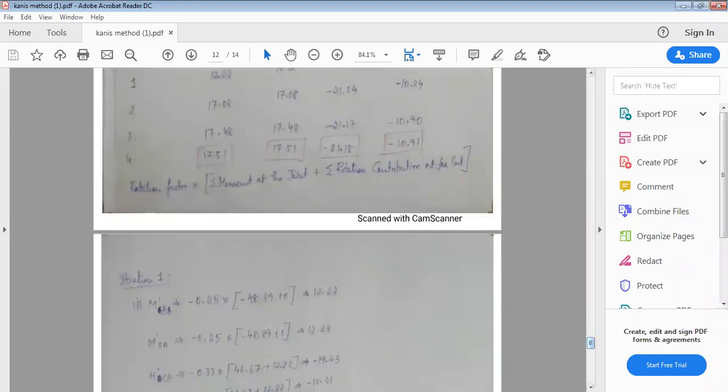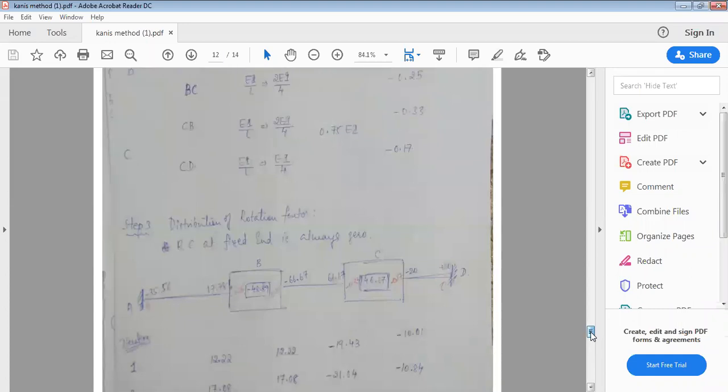See, for CB, you will get minus 0.33. This is the rotation factor value, and the summation of movements at this joint is 46.67 plus 12.22. Okay, here you can see minus 0.33 into, in brackets, summation of movements at C, 46.67, and rotation contribution at far end. For C, it will be B. So you will get minus 12.22. Okay, these are the values.